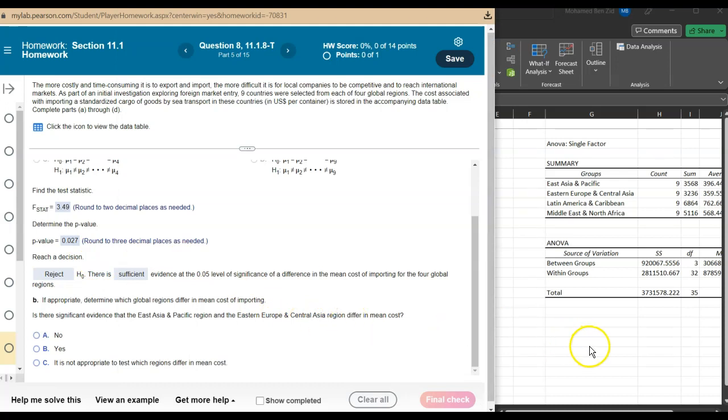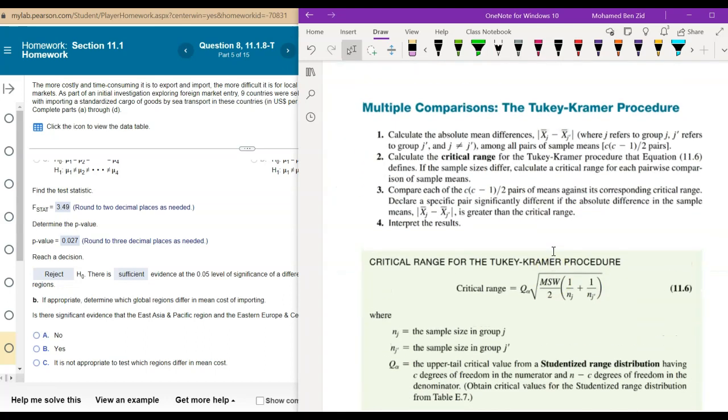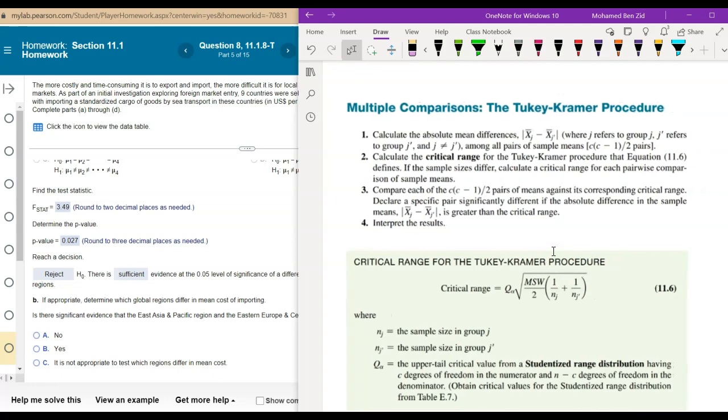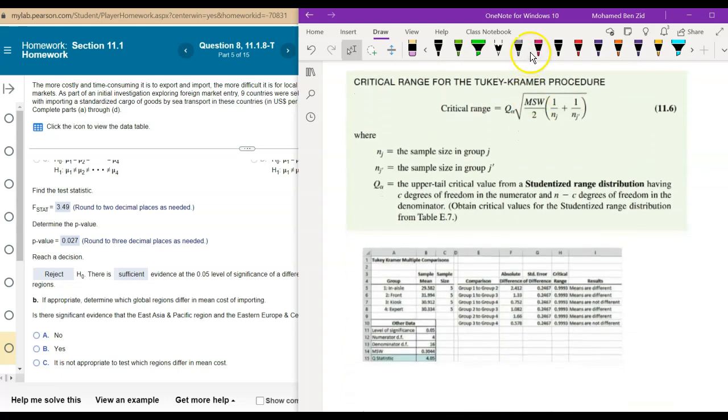All right, so to do this, again, what you need to do is the Tukey-Kramer procedure. And this is a kind of a long procedure. You will need to calculate the critical range. You will need to calculate the absolute value of the difference of the x̄j's, all right? And there are a few steps to do.